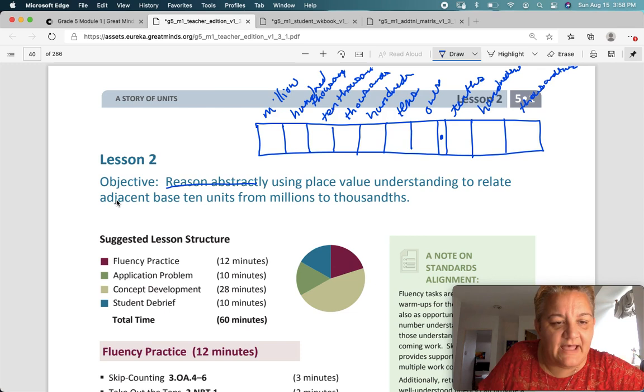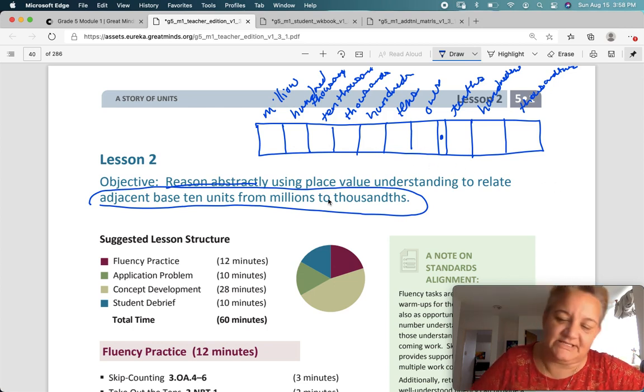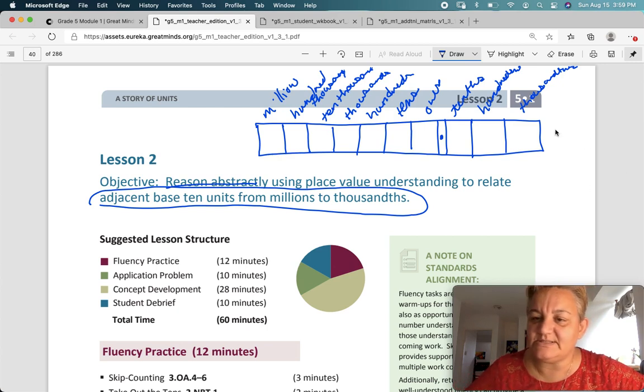So when we say adjacent base 10 units from millions to thousands, what they're saying is these squares next to each other, right? Because each of these is multiplied by 10 or divided by 10 to go left or right, okay? So 1 times 10 is 10. 10 times 10 is 100. 100 times 10 is 1,000. 1,000 times 10 is 10,000. 10,000 times 10 is 100,000. 100,000 times 10 is 1,000,000. Okay? And you can start all the way here.